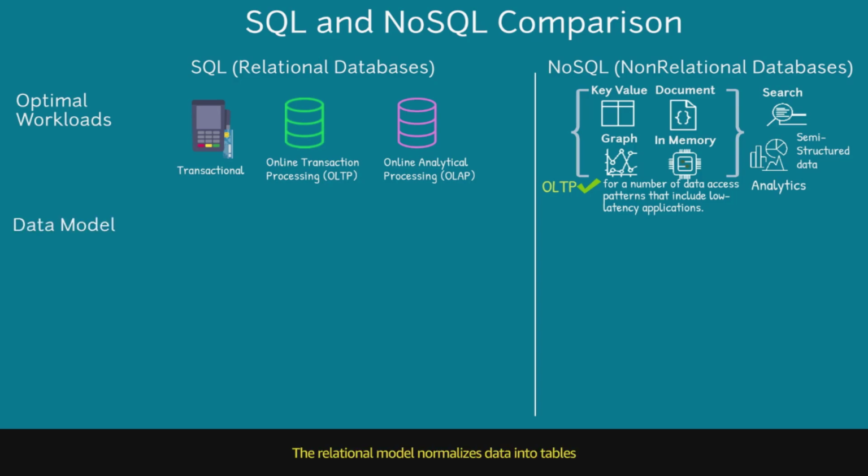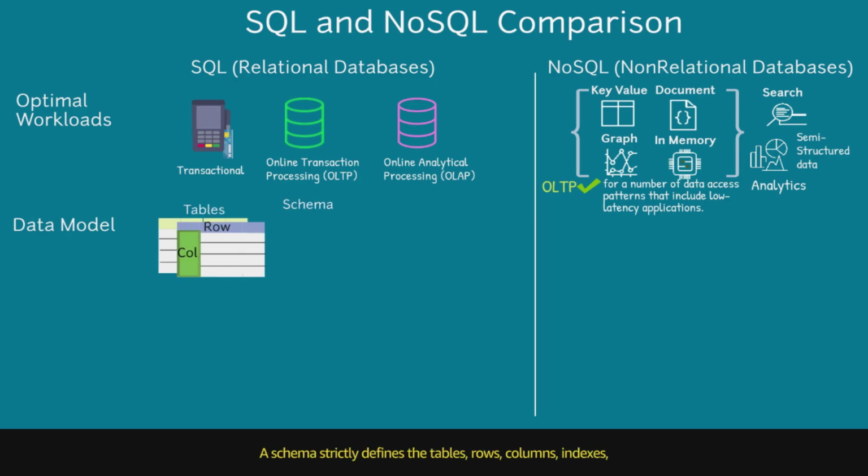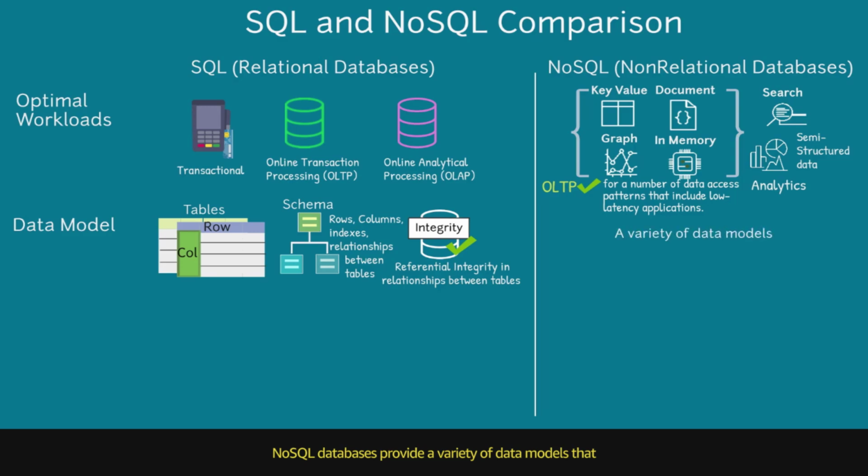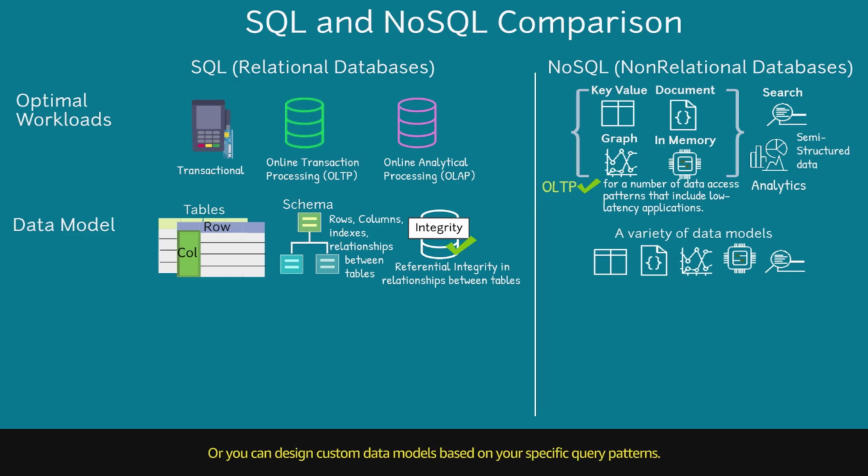Data model. The relational model normalizes data into tables that are composed of rows and columns. A schema strictly defines the tables, rows, columns, indexes, relationships between tables, and other database elements. The database enforces the referential integrity and relationships between tables. NoSQL databases provide a variety of data models that includes key value, document, graph, in-memory, and search. Or you can design custom data models based on your specific query patterns.